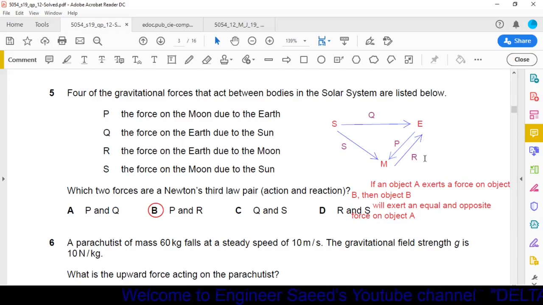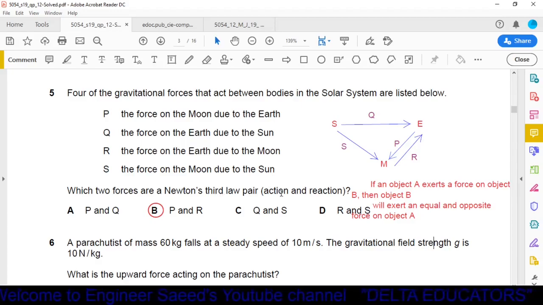It is force R, acting on earth due to moon. S, the force on the moon due to sun. It is force S that is acting on the moon due to sun. Which two forces are a Newton's third law pair, action and reaction?